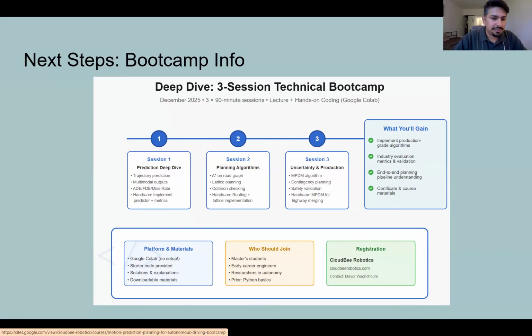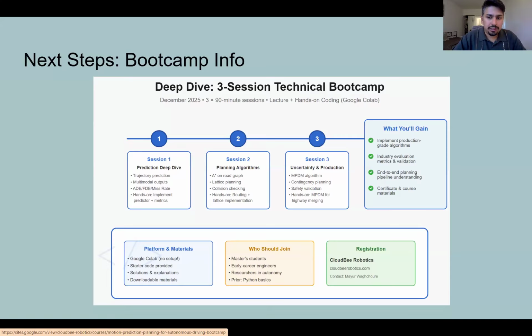Including the first session, which will have some prediction implementation, and I think we might have some experts in that area as well. On the planning side, we will also do a lot more hands-on work using Colab, using lattice search or some routing algorithms that we have. We will have more hands-on experience for the classical planning algorithms part.